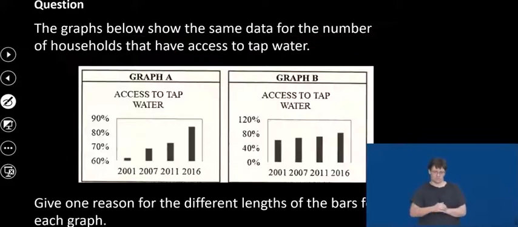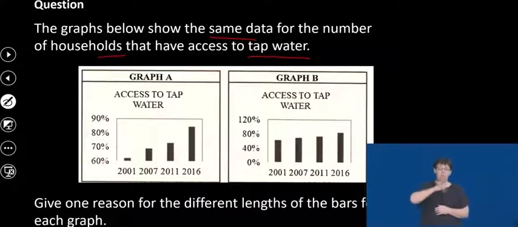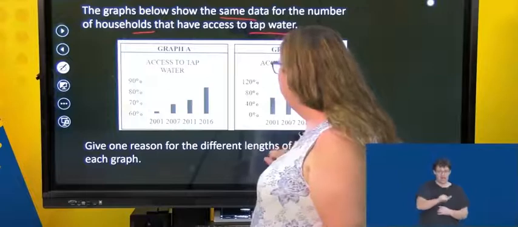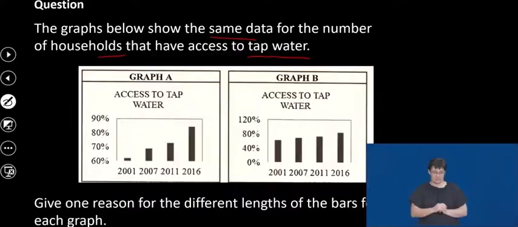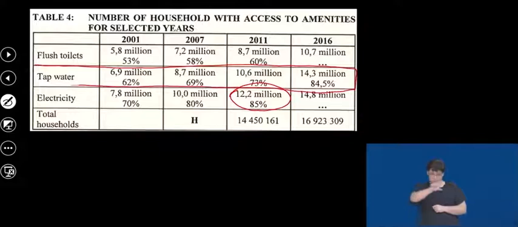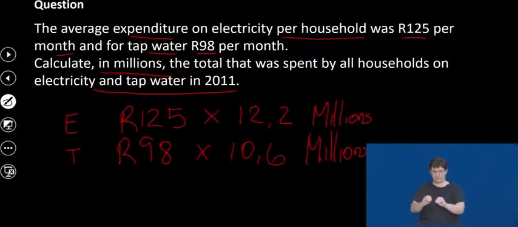Okay, let's see what our next question is. This graph below shows the same data for the number of households that have access to tap water. So we're looking at tap water and the different years, and we can see that it has gone up. I'm looking at the table, access to tap water, graph A and graph B, and it tells me our years. So I'm going to go back to our table. Basically what they've done is they've taken this portion of the table and drawn it into a graph.